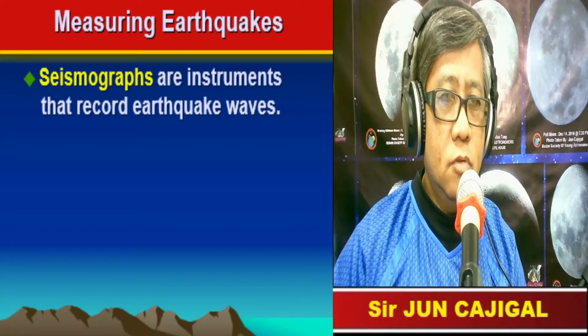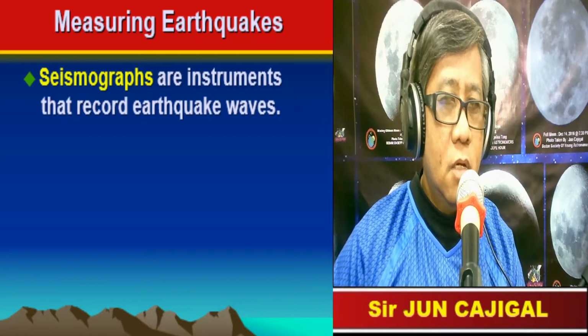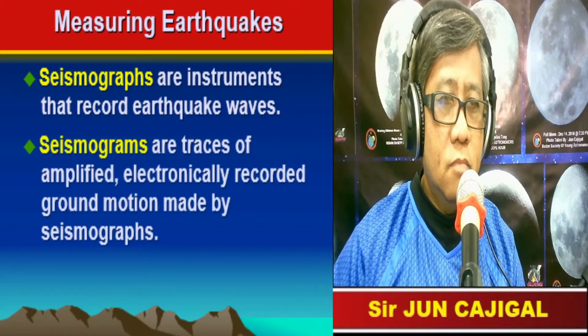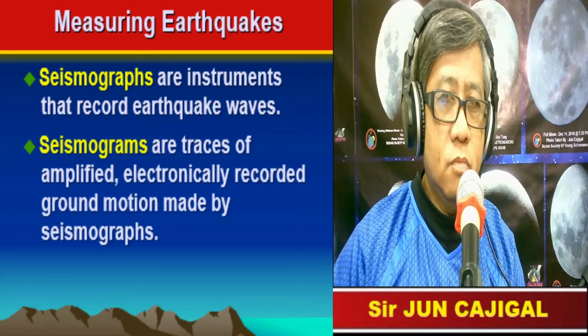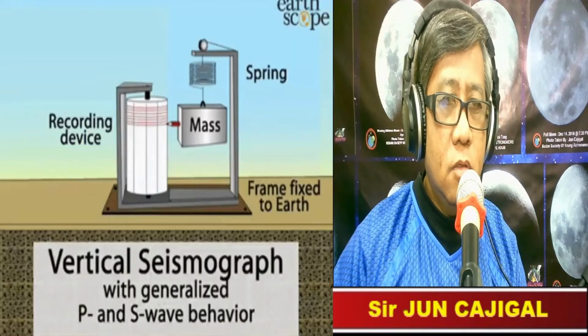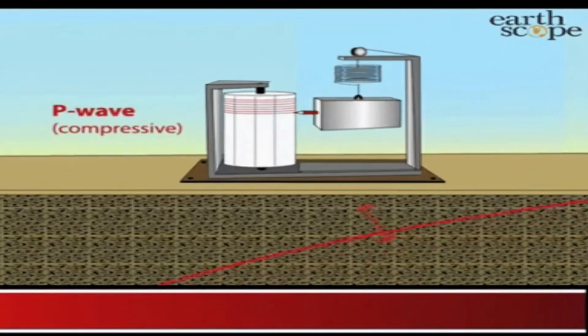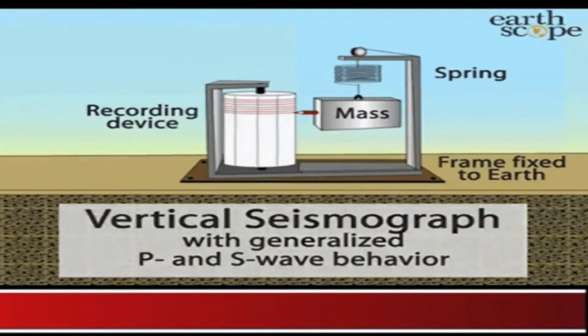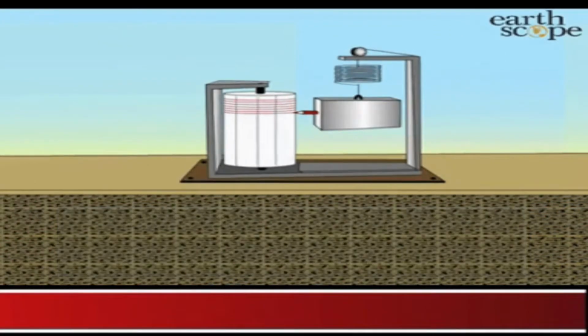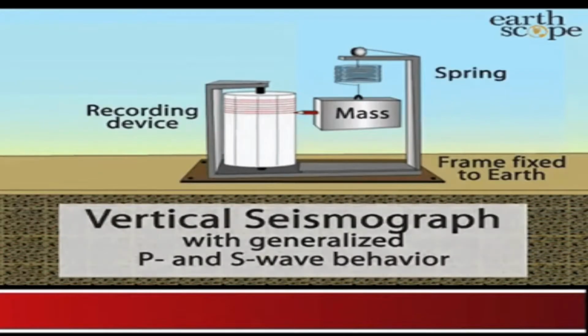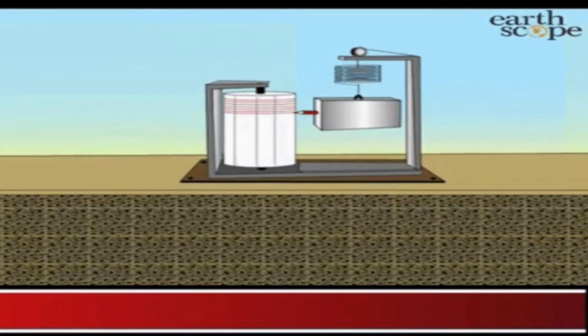These ground motions or seismic waves are recorded in what we call a seismogram. Seismograms are traces of amplified, electronically recorded ground motion made by the seismograph. Everybody, I want you to zoom in on this animation of a seismograph. This seismograph is firmly fixed on the ground, and as the ground shakes, as the ground moves, it also moves that weight, as you can see in that illustration.